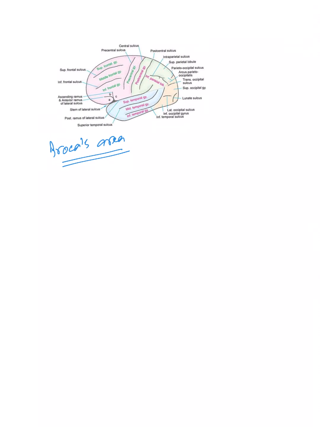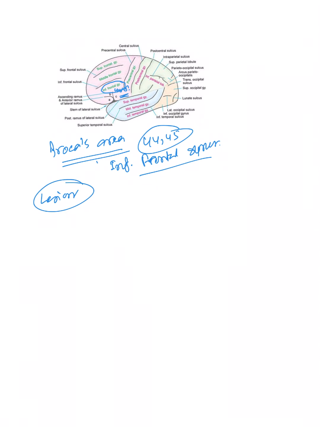Yes, it is area 44, 45 situated on the inferior frontal gyrus. Yes, I am showing you on the picture. This is the inferior frontal gyrus and this area will be 44, 45. Okay, so the lesion of the Broca's area, what will be the presentations? Now that will be called Broca's aphasia.